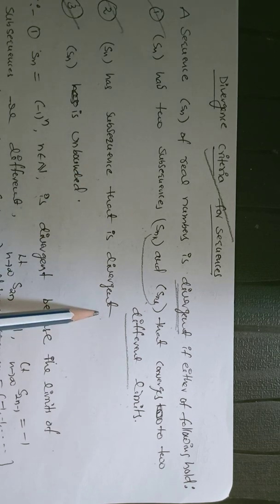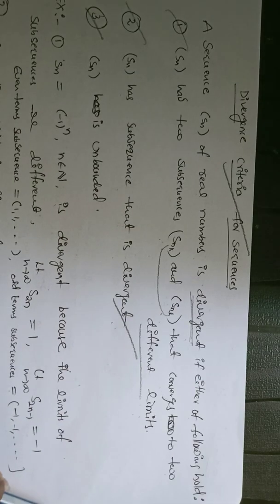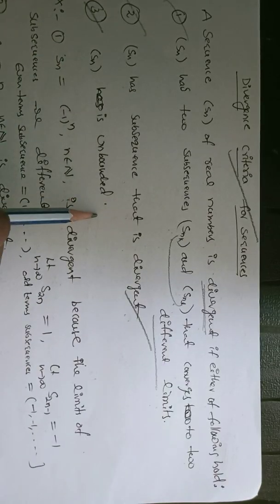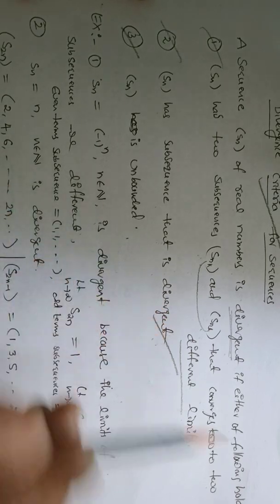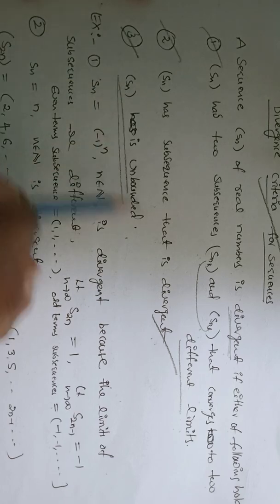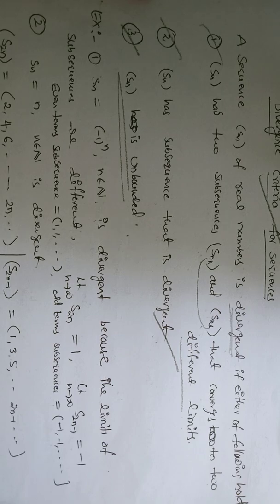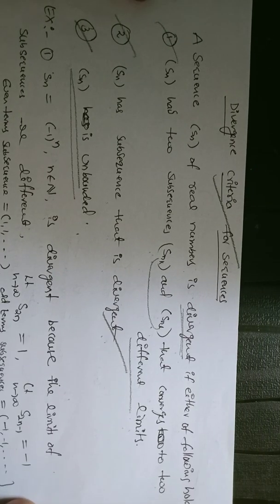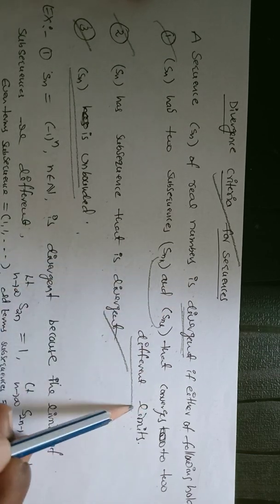If a subsequence of Sn is divergent, then the original sequence is also divergent. Third, in case the sequence Sn is unbounded, in this case also we say that the original sequence is a divergent sequence. This is the criteria for divergence of a sequence. The first condition is that if two subsequences of a sequence have two different limits, then we say that the sequence is divergent.